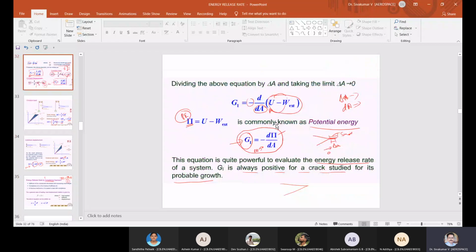What is the statement? Have you seen this slide earlier? G_I is always positive for a crack studied for its propagation. What will happen to the energy?